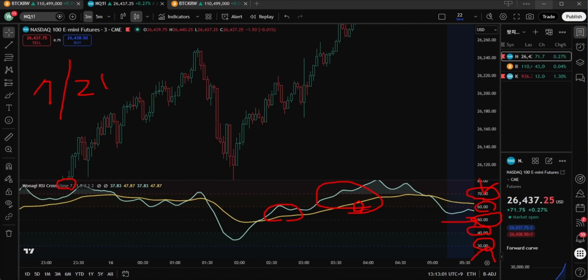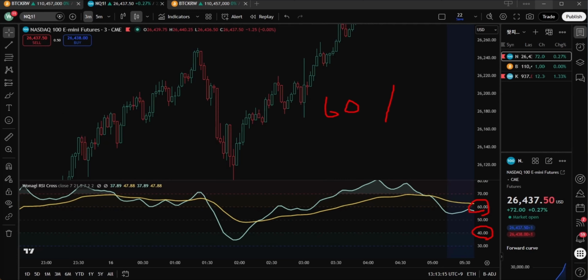However, I've gone a step further and divided it into additional levels. It's precisely 60 and 40. This is where the most significant power is. Really powerful. At 60 and 40, it exerts incredible force. 50 is the very center, and it can be used as a standard for assessing the market sentiment, determining if buying pressure is dominant above 50 or if selling pressure is prevalent below that line.